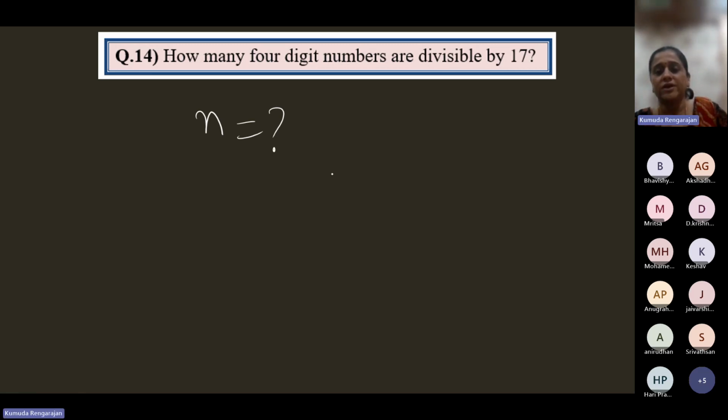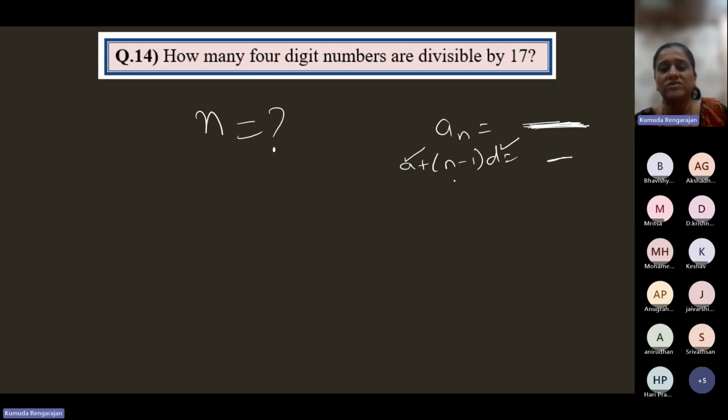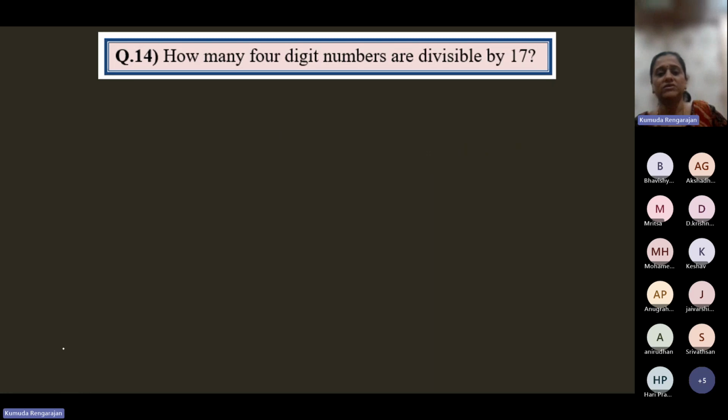And you would have found the last 4-digit number divisible by 17. So you should equate that to an. An is equal to that number. A plus n minus 1 into d is equal to that number. In this equation, you'll substitute the values for a and d, the first term and the common difference. Work this and find the value of n, and that will be the number of 4-digit numbers divisible by 17.